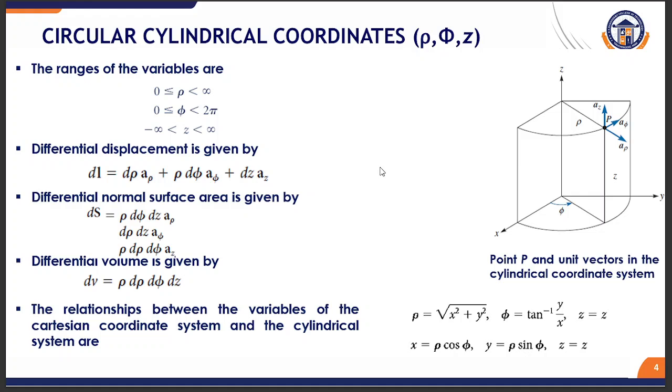In order to convert the cylindrical coordinate system into Cartesian or vice versa, the coordinate transformation involves x equals rho cos phi, y equals rho sin phi, and z is the same in both coordinate systems. And then rho equals the square root of x square plus y square, phi equals tan inverse of y by x, and z is the same.